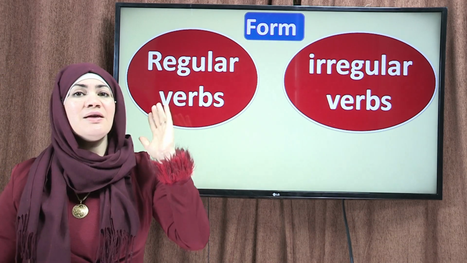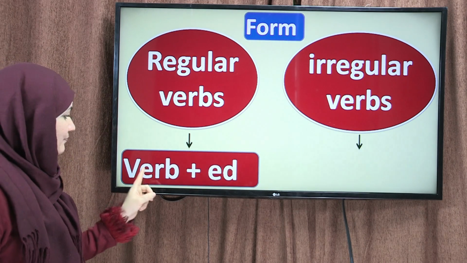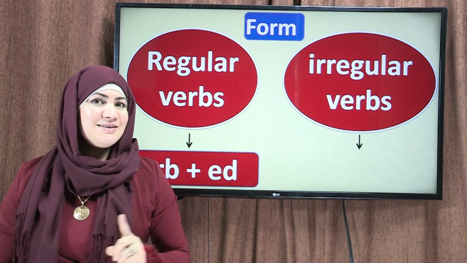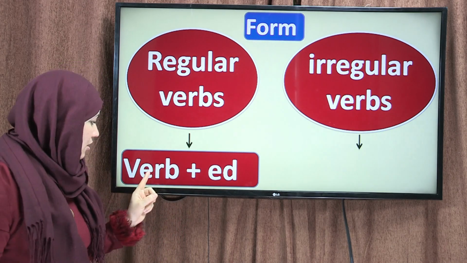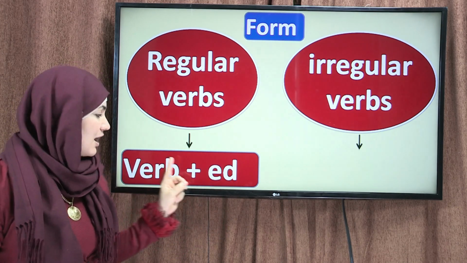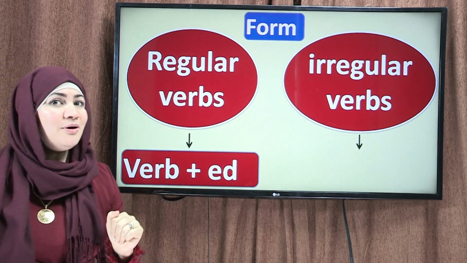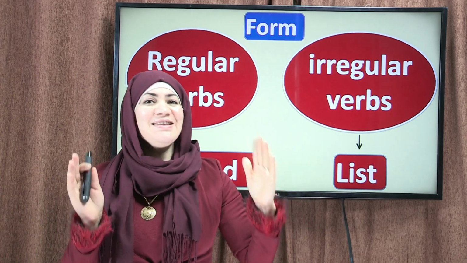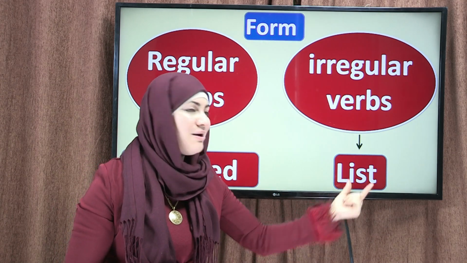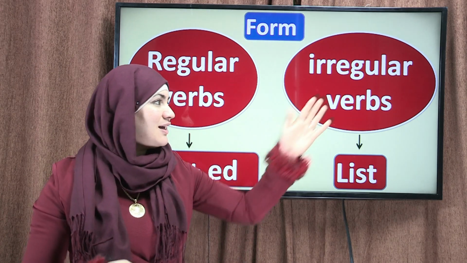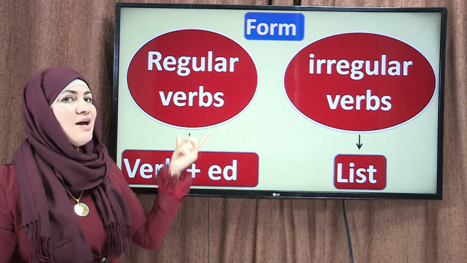We start firstly with regular verbs. We have in regular verbs the form is verb plus ed. In past simple with regular verbs مع الأفعال المنتظمة verb plus ed, نضع الفعل زائد ed. Irregular verbs, there is a list. سميناها أفعال غير منتظمة لأنه لديها قائمة خاصة بها. It doesn't follow the rule of regular verbs. لا تتبع قاعدة الأفعال المنتظمة.